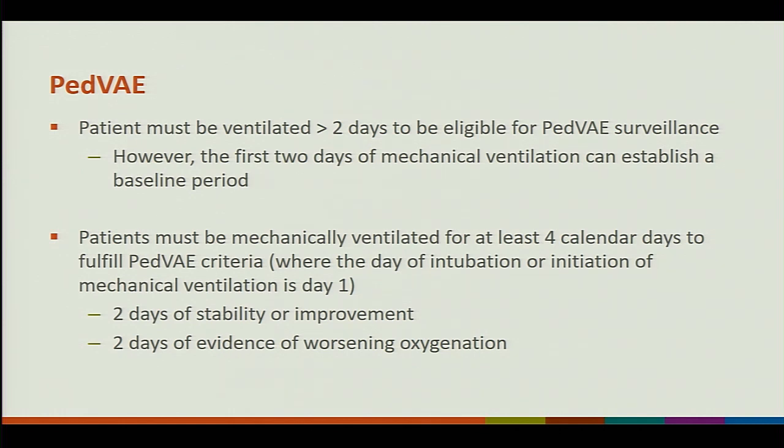So the patient has to be ventilated 2 days. However, that baseline period can be established in those first 2 days that they're on the ventilator. After they've been ventilated for 2 days, then you need 2 days of worsening oxygenation. So the earliest a patient can meet a PedVAE definition is after 4 days of ventilation. They have to have been ventilated at least for 4 days. And the earliest date of event would be day 3.